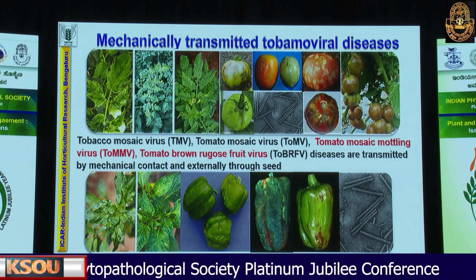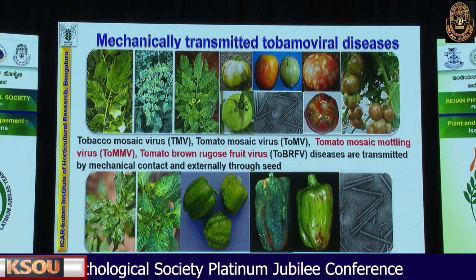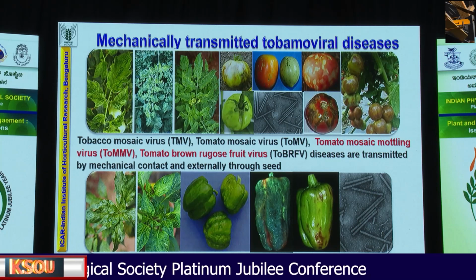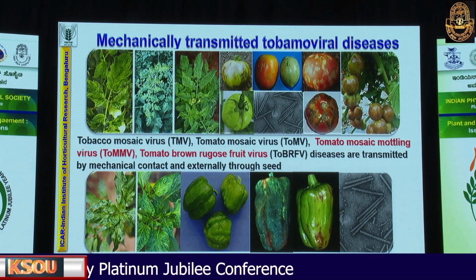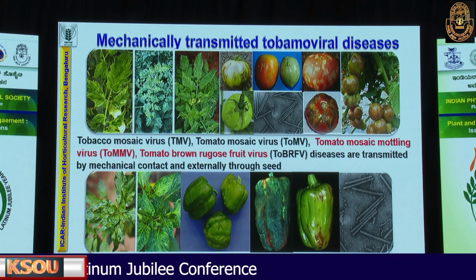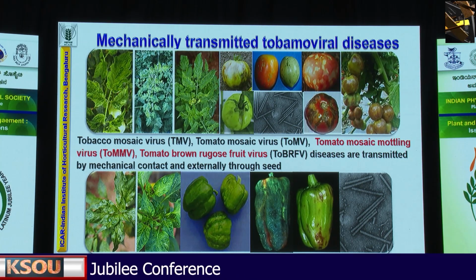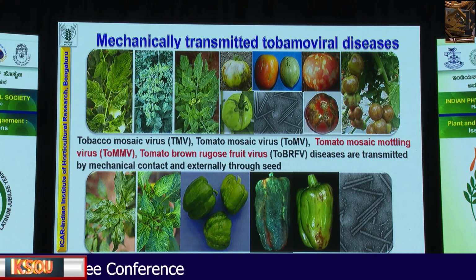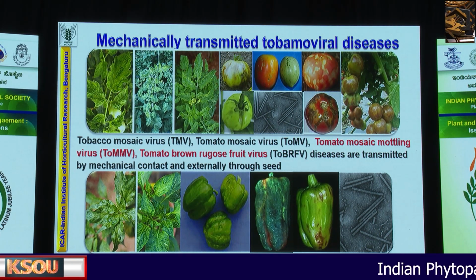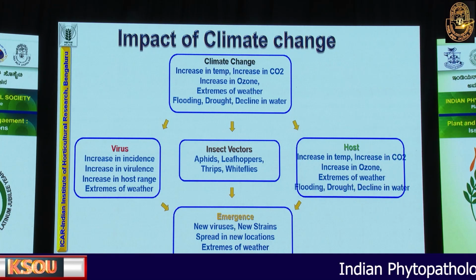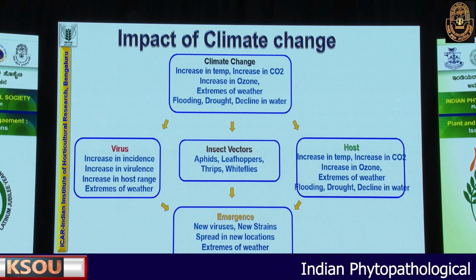And there are few viruses which are mechanically transmitted or externally seed transmitted. Those are the three viruses which are earlier known: tobacco mosaic, tomato mosaic and pepper mild mottle. But the two newly evolved viruses of the last 2 years are a very big concern throughout the world, especially for quarantine purposes, and there is a serious restriction on the movement of these viruses because of their seed-borne nature.